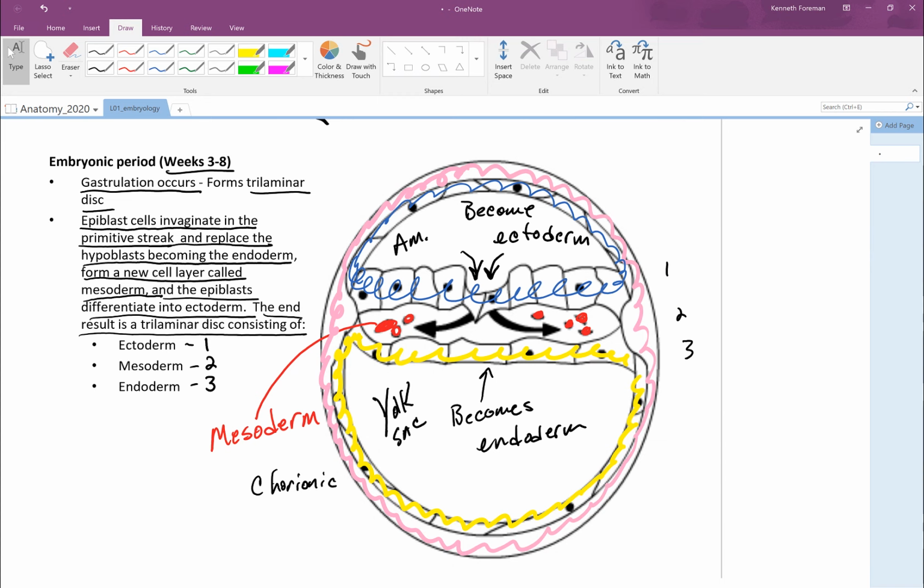Okay, we got our extraembryonic mesoderm, then surrounded in blue is the amniotic cavity, surrounded by yellow is the yolk sac. Now remember, embryoblasts become the epiblasts, then the epiblasts differentiate to become three layers. They differentiate and become endoderm, mesoderm, and ectoderm.